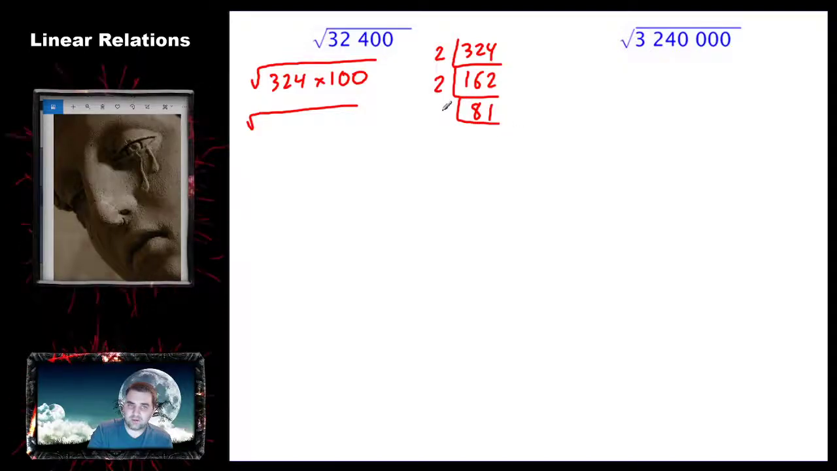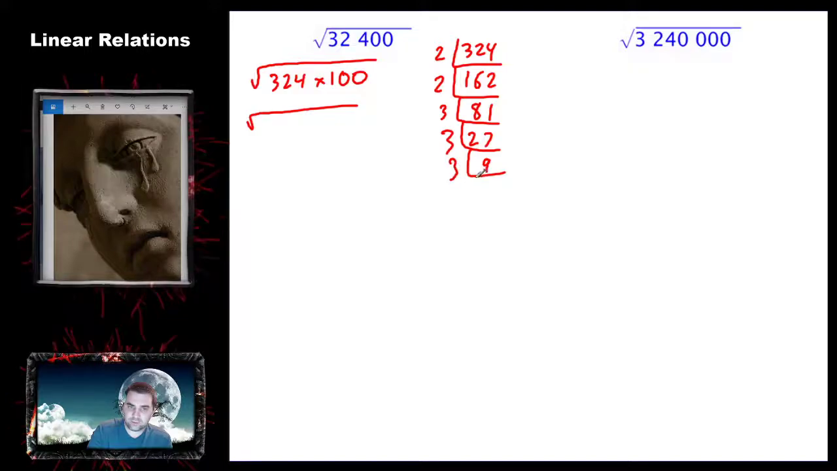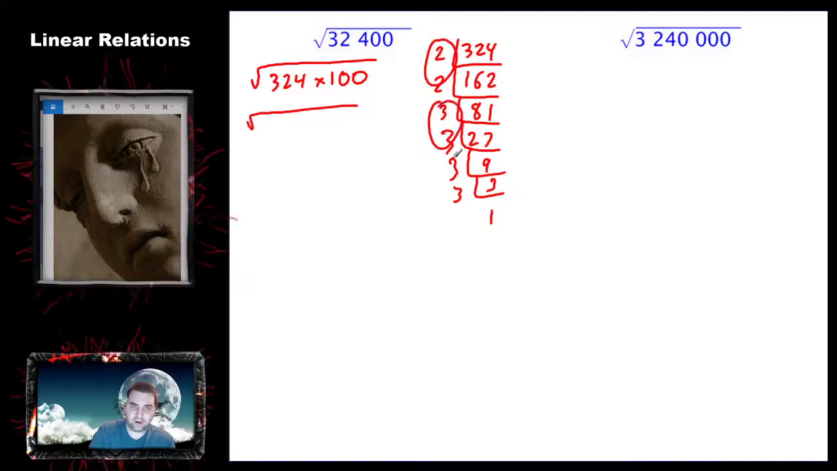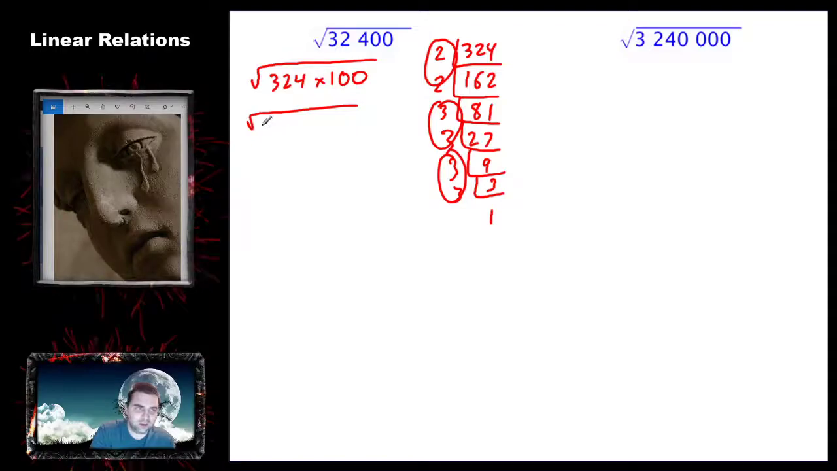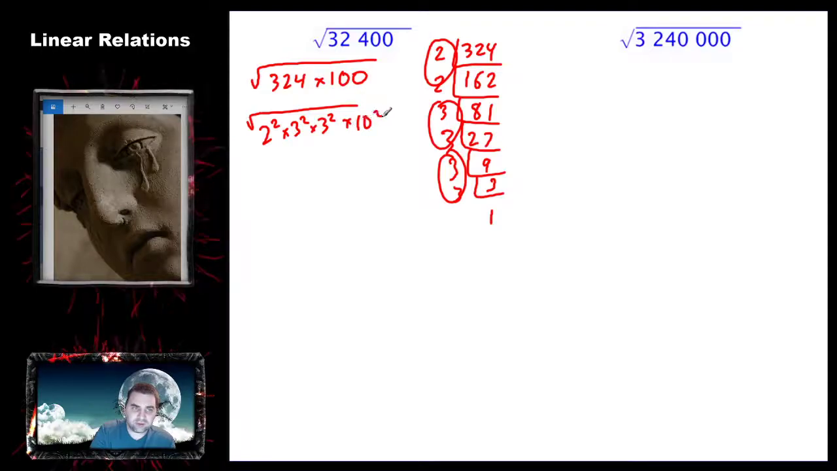And I can break this down. This is now easier stuff. Divided by 3, 9, 3, 3, 3, 1. All right, so now I've broken down to all the pieces, and I have a pair here, a pair here, a pair here. So I can actually put these pairs in now. 2 squared times 3 squared times 3 squared times 10 squared.